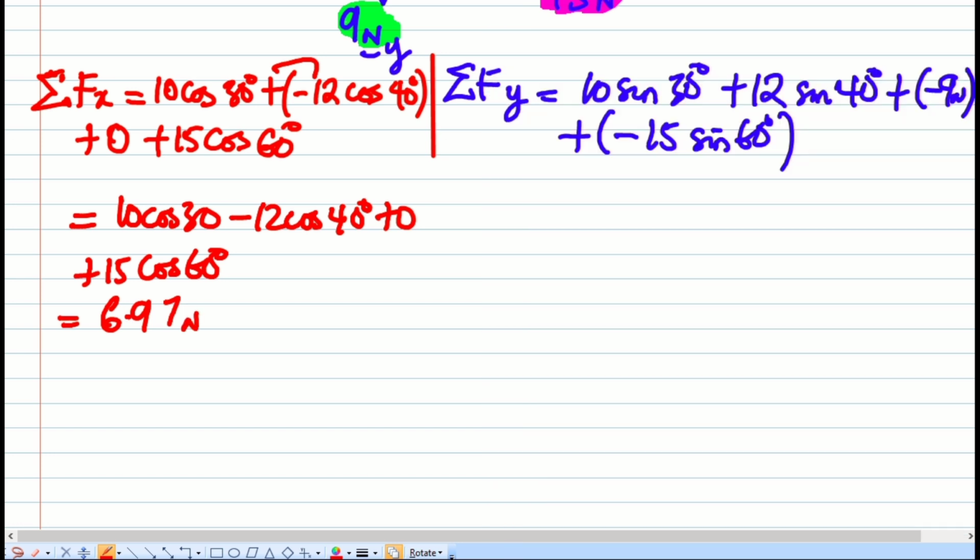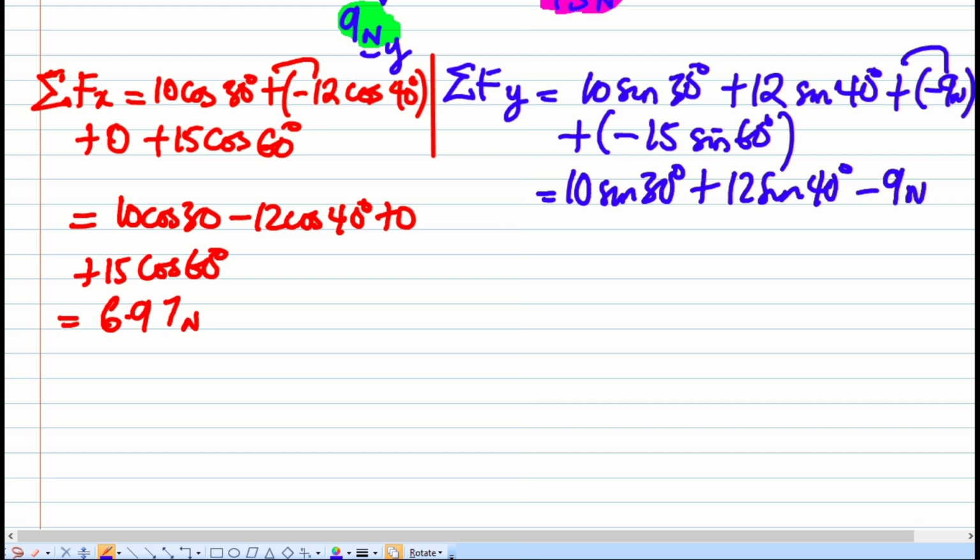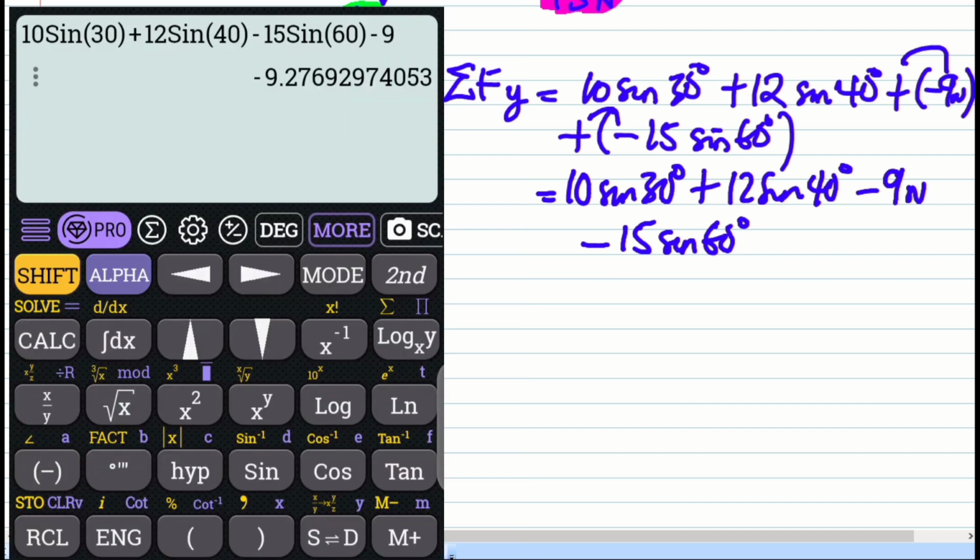So this is the sum of the horizontal components. Let's sum the y components also. For the y, this is going to be equal to 10 sine 30 degrees plus 12 sine 40 degrees, plus minus here is going to be minus 9 Newton, and then plus minus again here is going to be minus 15 sine 60 degrees, minus 9. So at the end of the day we have negative, so our final answer is negative 9.28 Newton to 2 dp.